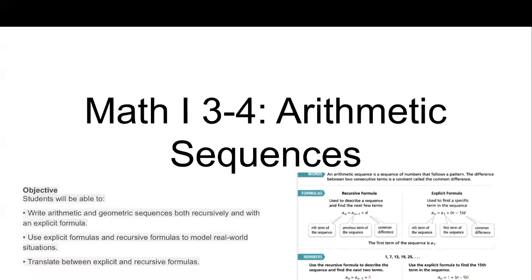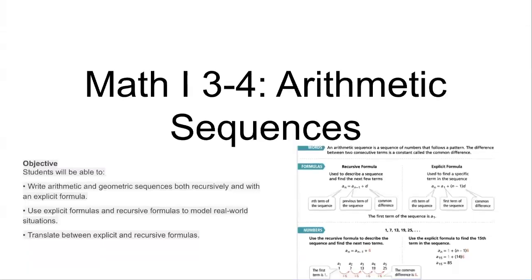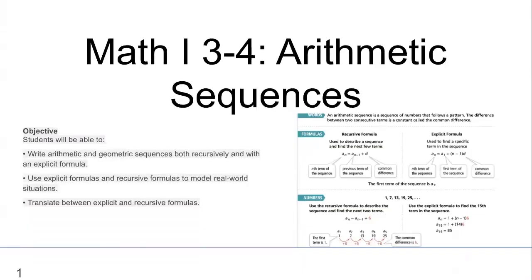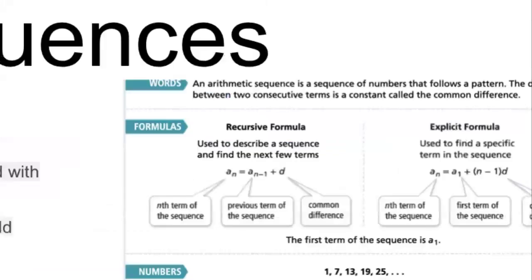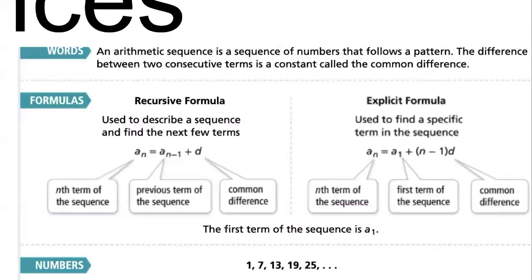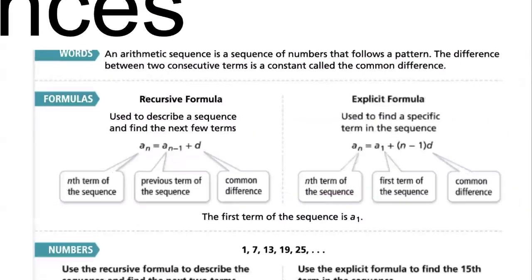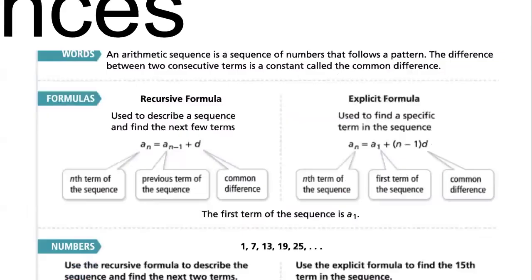Okay, so Math 1 3-4, arithmetic sequences. There are two formulas that you'll need to know. An arithmetic sequence is a sequence of numbers that follows a pattern. The difference between two consecutive terms is a constant called the common difference.